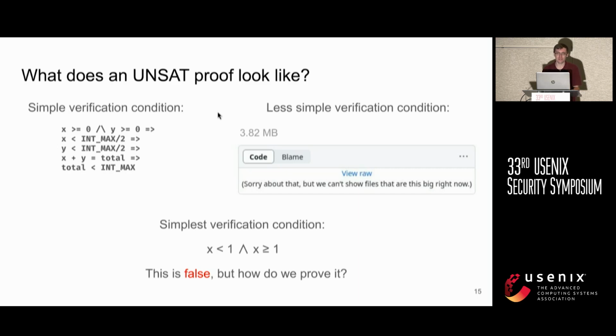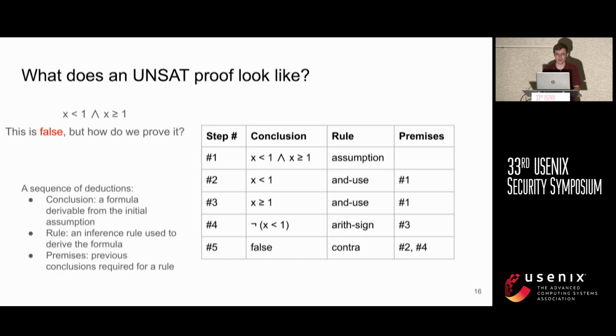But just for a very simple toy example, let's look at x is less than 1 and x is greater than or equal to 1. So this is obviously false. Numbers cannot be less than, greater than, and equal to anything. But how do we go about proving it? There's a number of formats that will do that. These are actually relatively recent work. They've been developed in the last few years, but most of them look something like this.